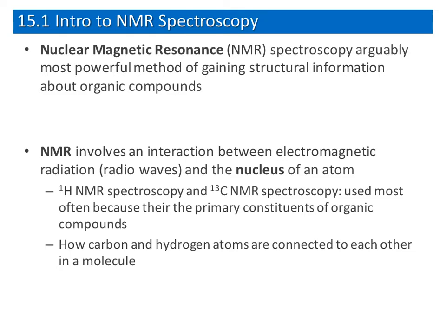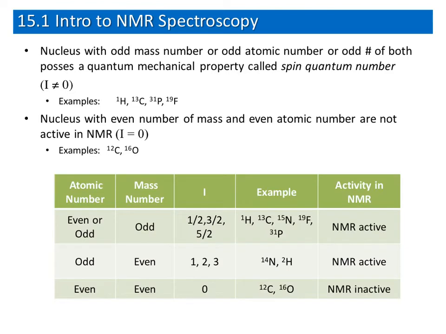So using these two types of NMR, hydrogen and carbon NMR, we can decide which hydrogen is connected to which carbon, or what hydrogens are adjacent to one another, which gives us a lot of good information about the structure of the compound. In NMR, we are going to study the behavior of a specific nucleus, for example, the nucleus of hydrogen or carbon, in the presence of an external magnetic field.